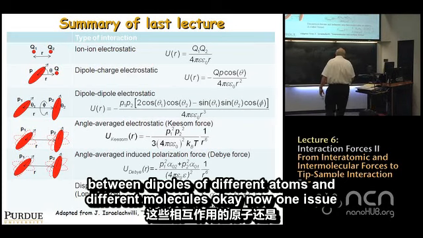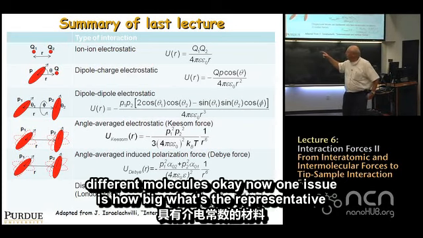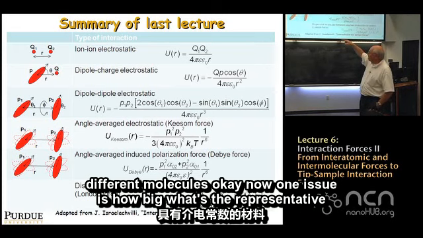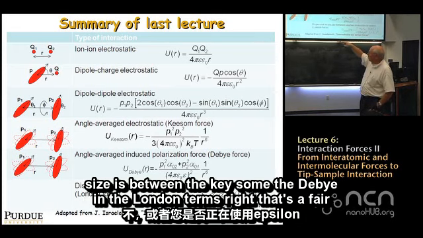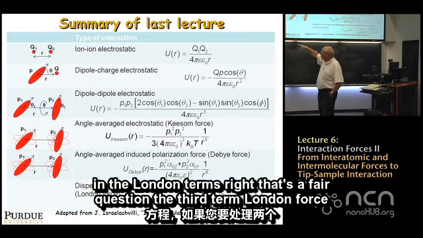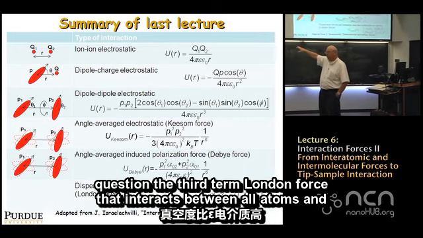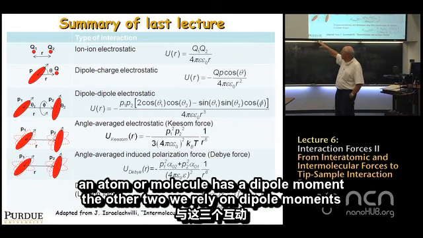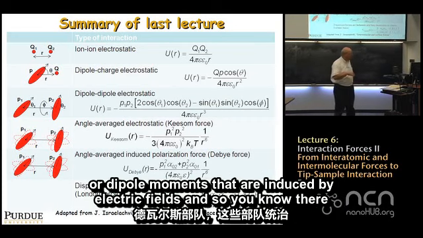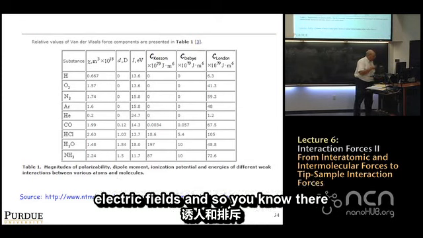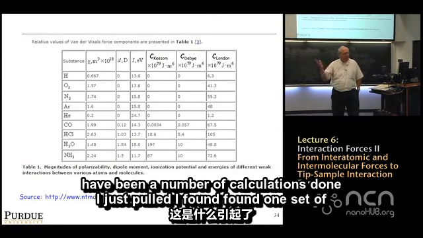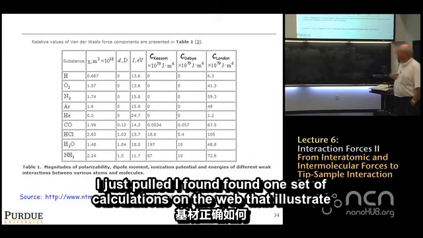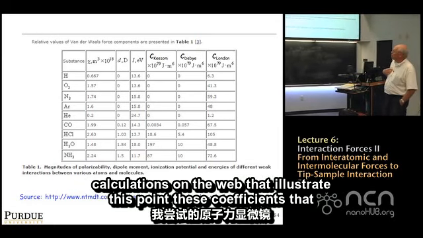Now, one issue is how big, what are the representative sizes between the Keesom, the Debye, and the London terms? That's a fair question. The third term, the London force, interacts between all atoms and molecules. That's independent of whether an atom or a molecule has a dipole moment. The other two rely on dipole moments or dipole moments that are induced by electric fields. And so, there have been a number of calculations done. I found one set of calculations on the web that illustrate this point.